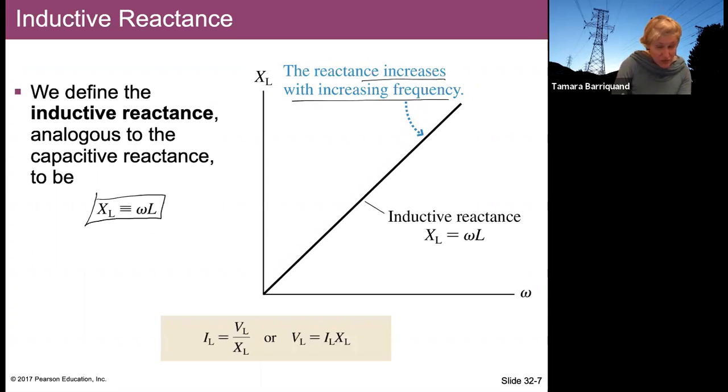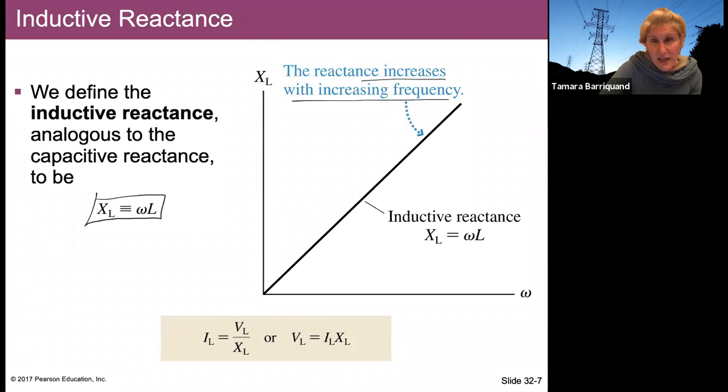If we write this in terms of the peak current, we see that the peak current is equal to the peak voltage over the reactance, or that the peak voltage is equal to the peak current times the inductive reactance.